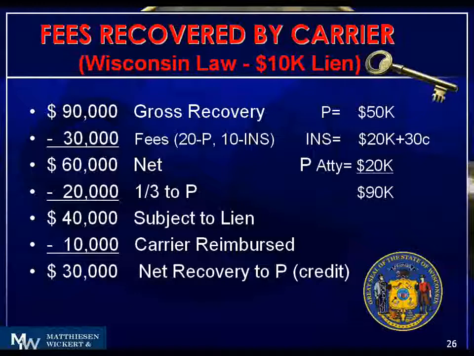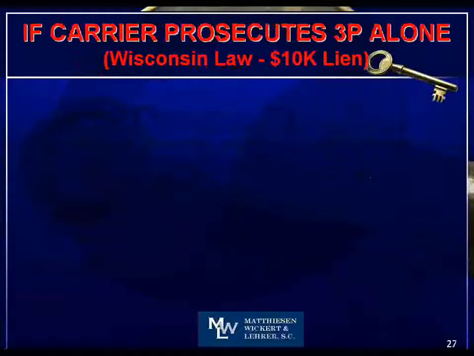That means the $60,000 net recovery is reduced by 1/3 to the plaintiff. This is following the Wisconsin formula. $40,000 is subject to the lien, minus $10,000, the carrier gets reimbursed in full, which leaves $30,000 net recovery to the plaintiff, which is our credit. So in this case, the plaintiff only gets $50,000. The insurance company gets $20,000 plus a $30,000 credit, and the plaintiff's attorney gets only $20,000. Finally, it's a little bit more like it should be. The plaintiff is winning, insurance company is a close second, and the plaintiff's attorney is a distant third.